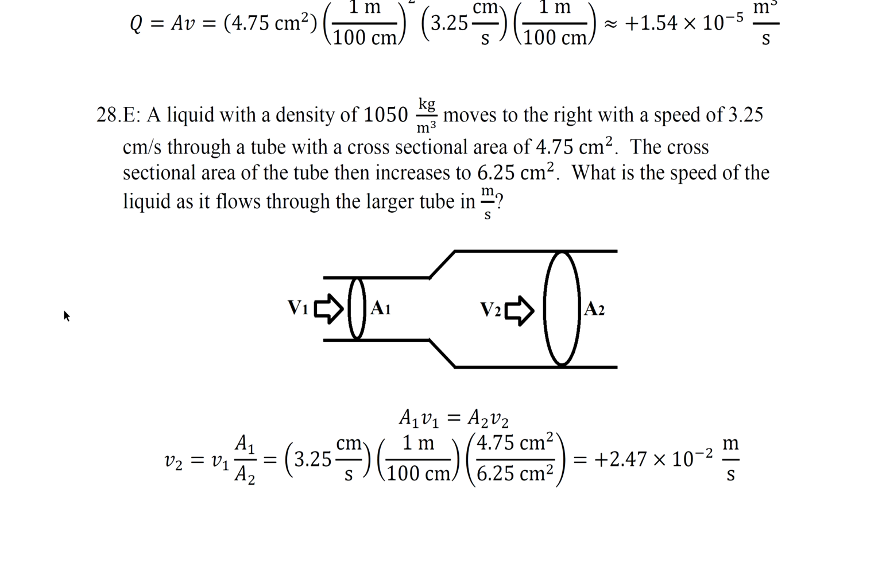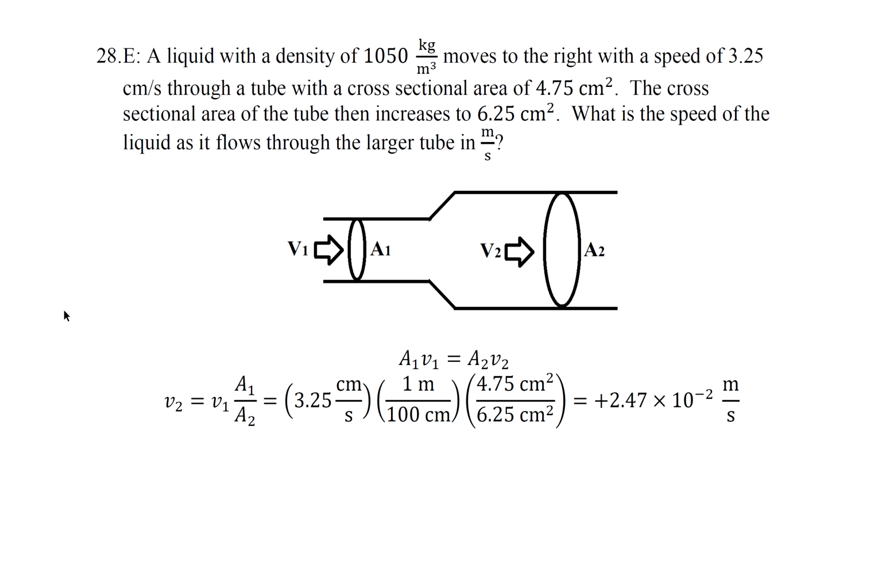Question 28. A liquid with a density of 1050 kilograms per meter cubed moves to the right with a speed of 3.25 centimeters per second through a tube with a cross-sectional area of 4.75 centimeters squared.